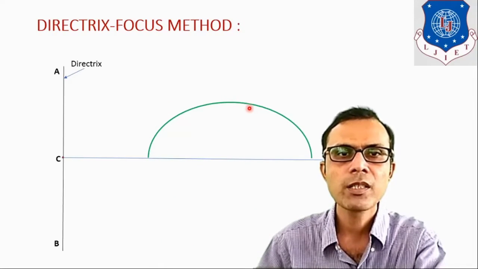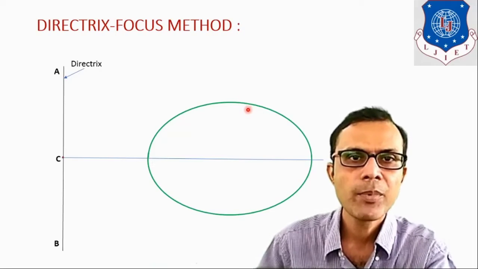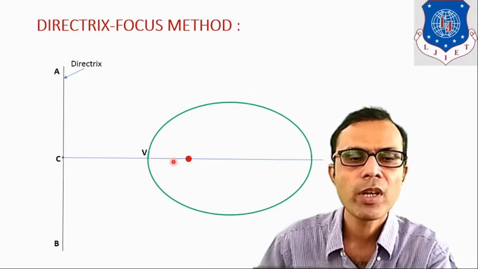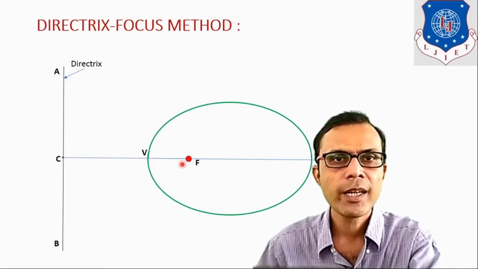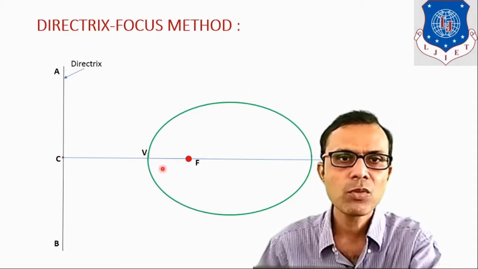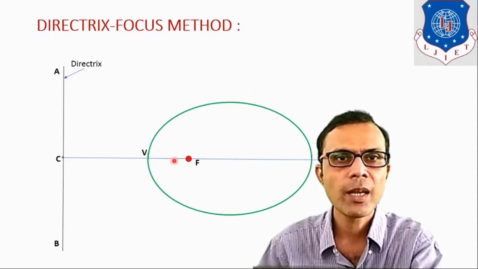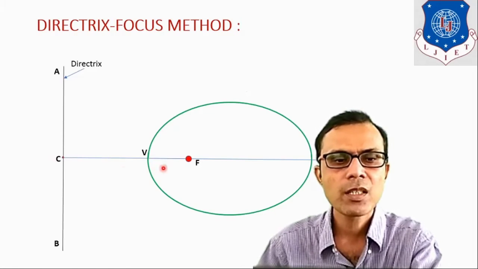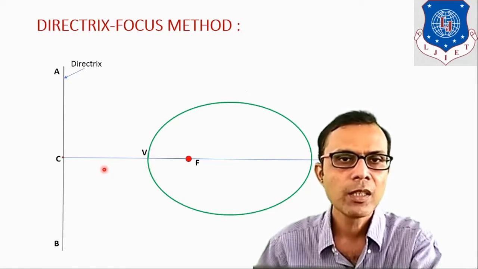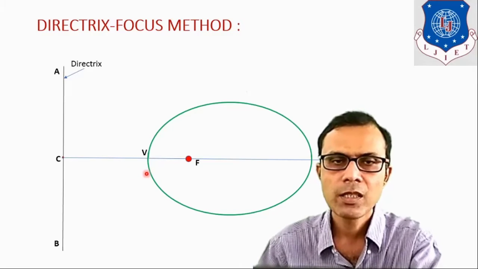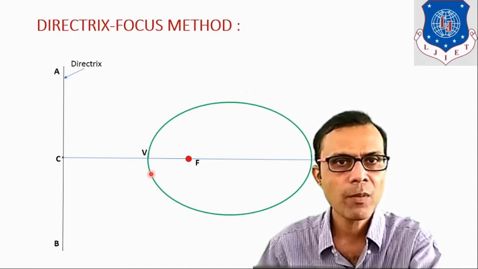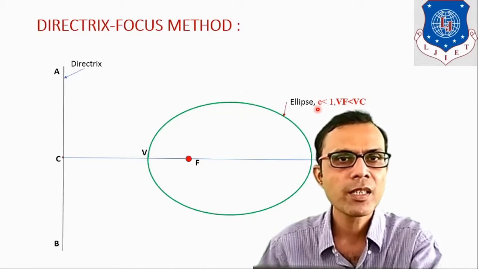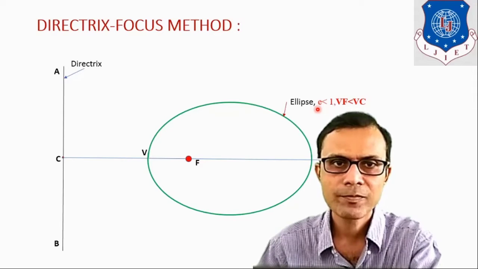Now, here this curve is an ellipse. This point is the vertex point, and this point F is the focus point. From the diagram you can see this distance VF is less than VC. If VF is less than VC, then what will be the value of eccentricity? From the definition, E is equal to VF by VC. So obviously in this case the value of eccentricity is less than 1.